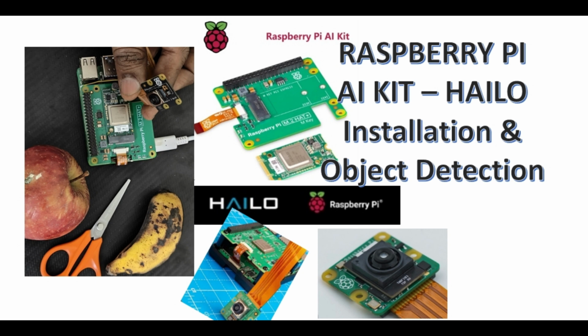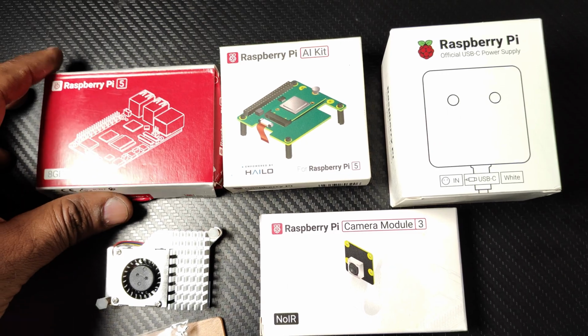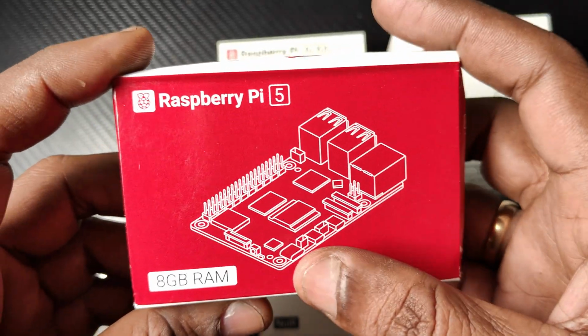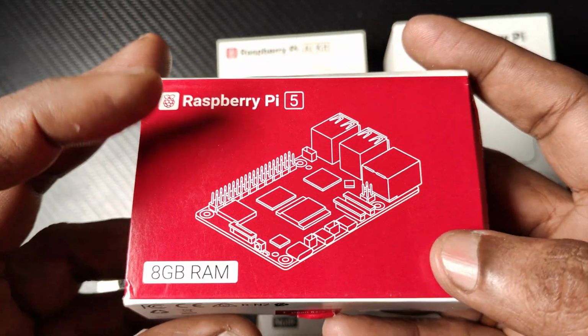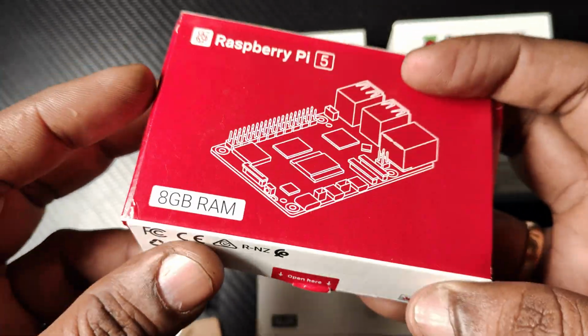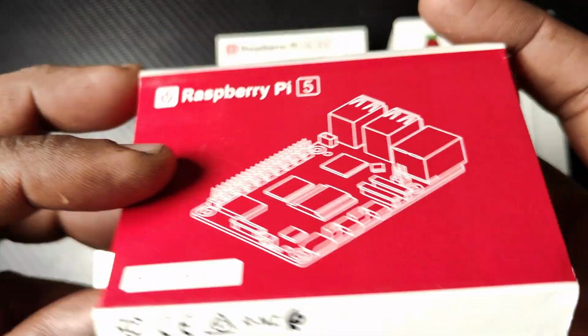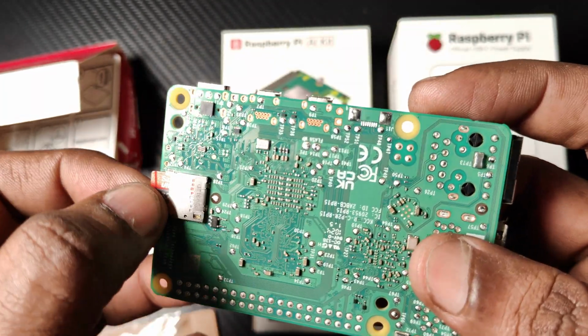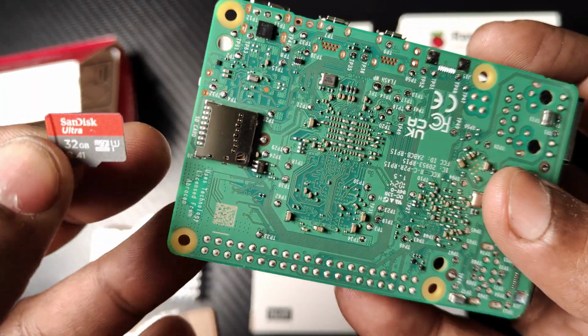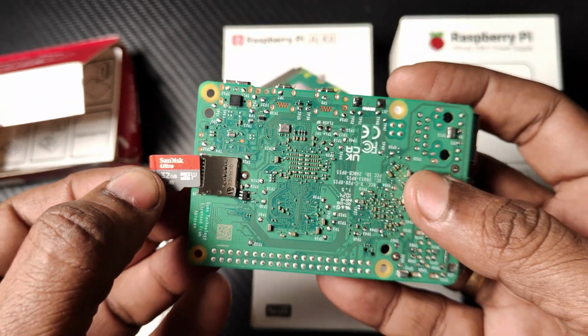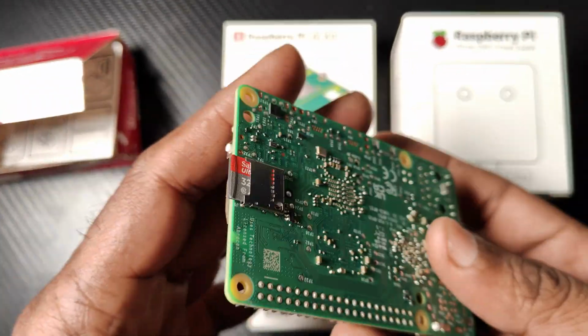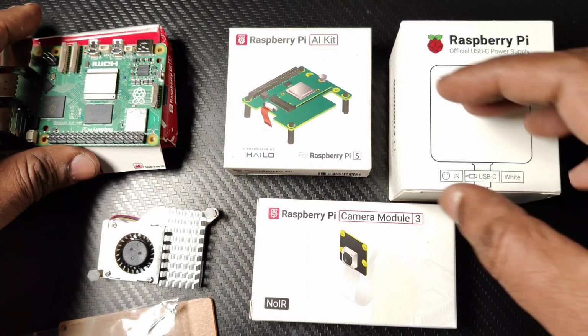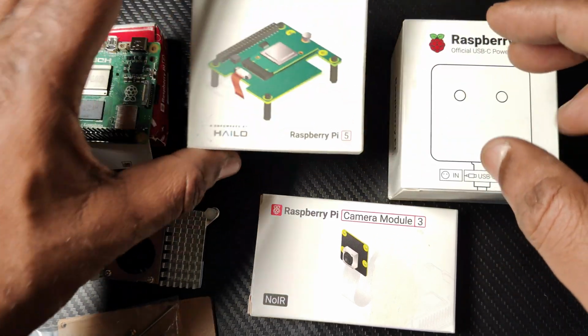Hello all, this video is on AI kit Hailo for Raspberry Pi 5. This is an artificial intelligence kit, and we need a Raspberry Pi 5 model. 8GB we are using in this video, minimum 4GB is required. For image processing, Raspberry Pi 5 is best, and the OS is 64-bit OS, and we need a minimum 32GB or 64GB SD card.